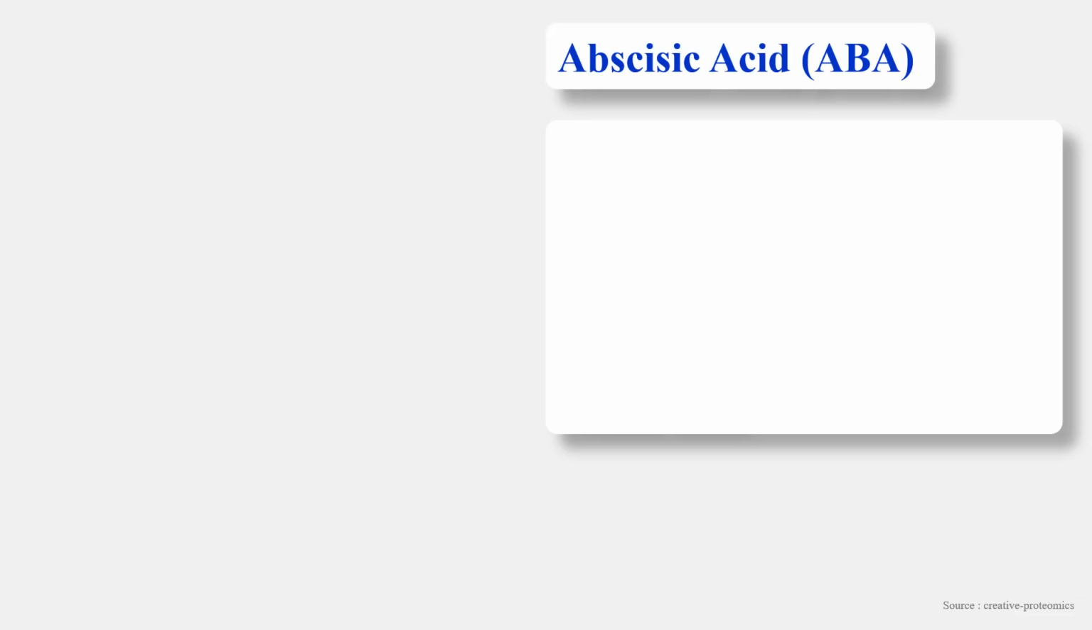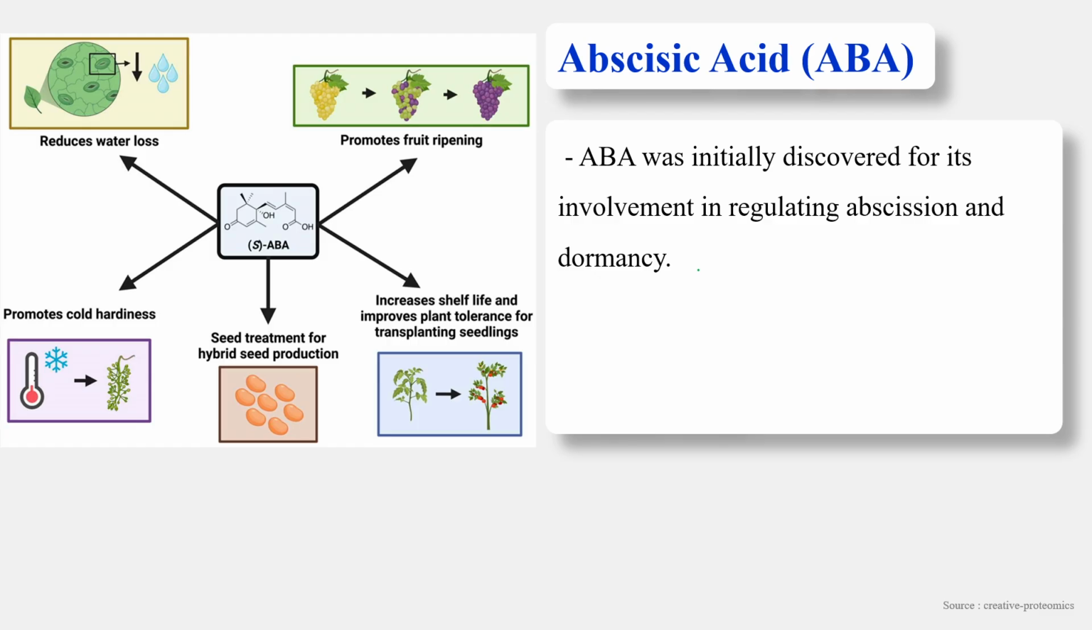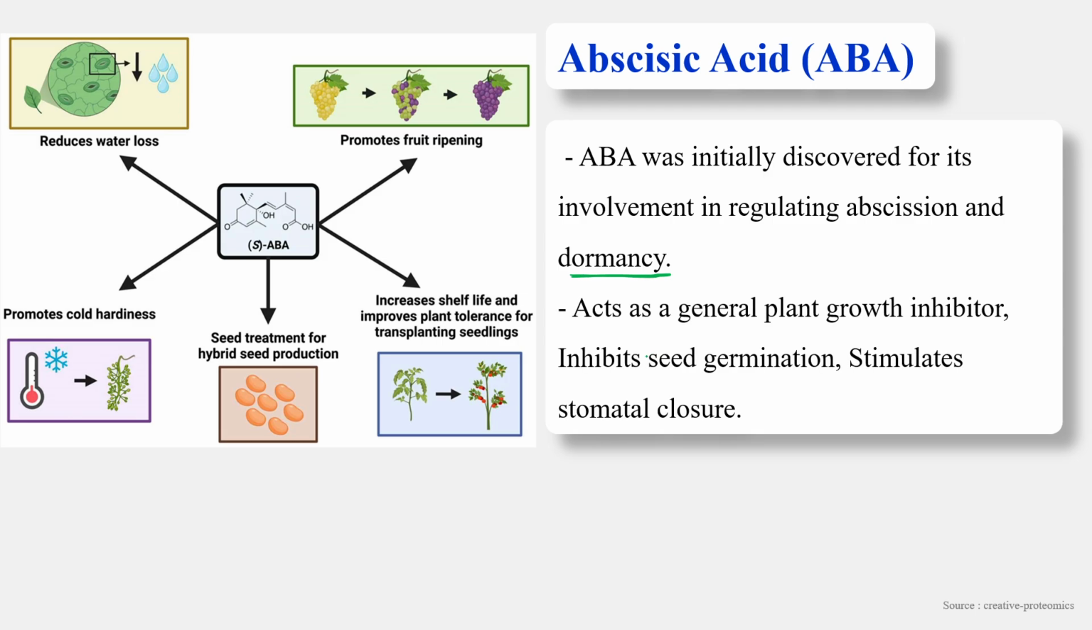Abscisic acid, which is known as ABA. ABA was initially discovered for its involvement in regulating abscission or dormancy. It acts as a plant growth inhibitor. So it inhibits seed germination. It stimulates stomata closing, which indirectly reduces transpiration. So stomata closing reduces water loss.